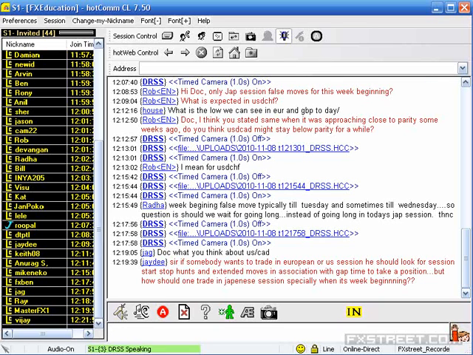If somebody wants to trade in the European or US session, he should look for a European stop hunt and extended moves in association with a gap time to take a position. Yes. But how should one trade in the Japanese session, especially when the week begins?